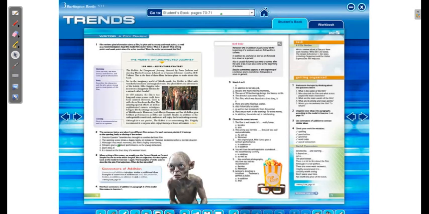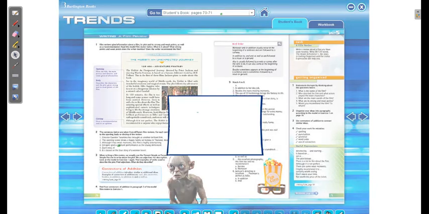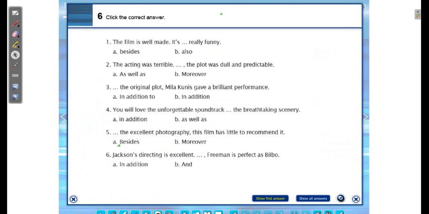So let's finish the writing of the film review with this exercise. The film is well made. Which one do you choose? Besides, also it's really funny. So it's also funny. The acting was terrible. The plot was dull and predictable, as well as, or moreover. Yes, the original plot, Mila Kunis gave a brilliant performance. So, in addition to the original plot. 4. You will love the unforgettable soundtrack, the breathtaking scenery, as well as the excellent photography.